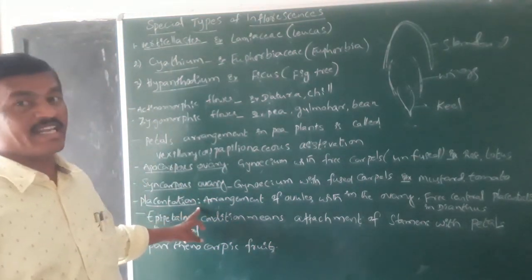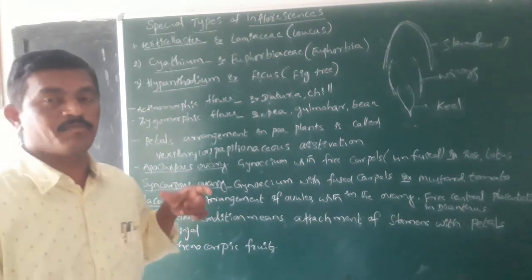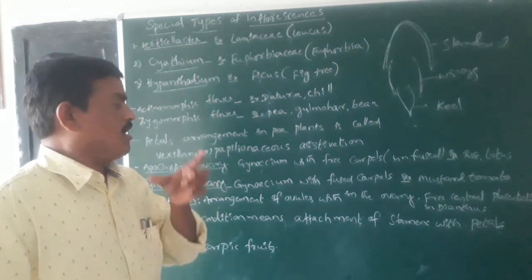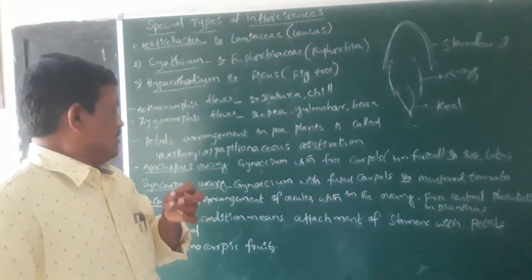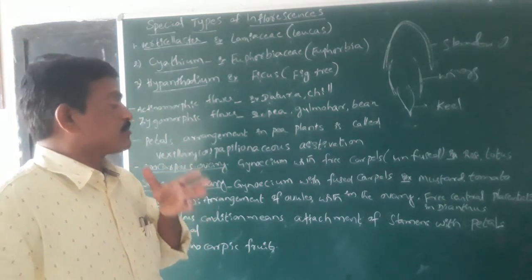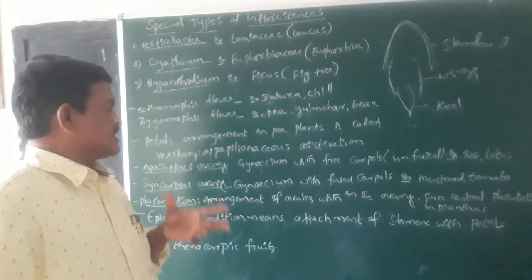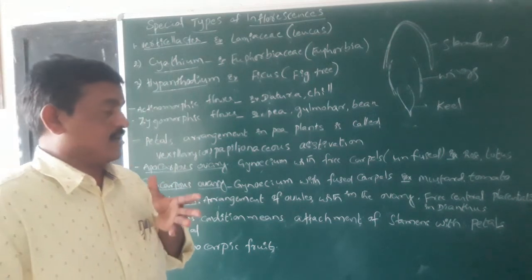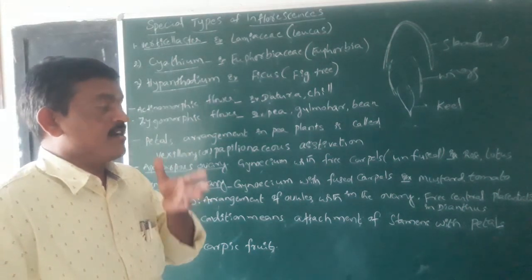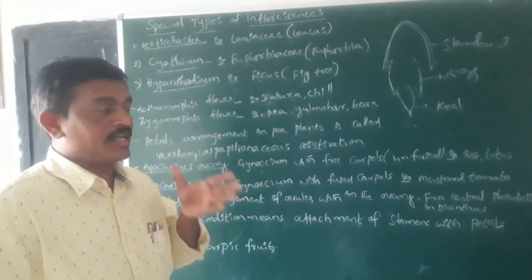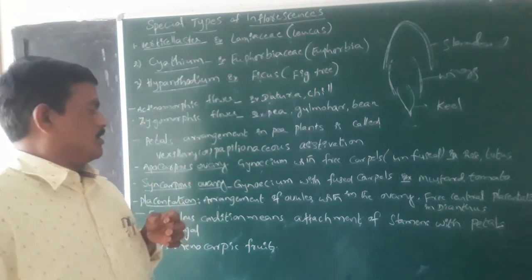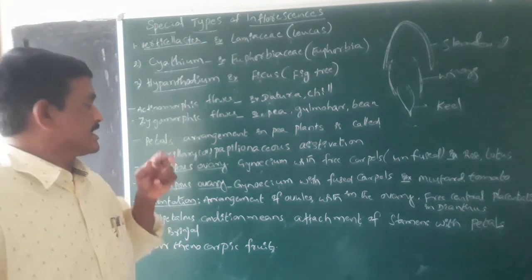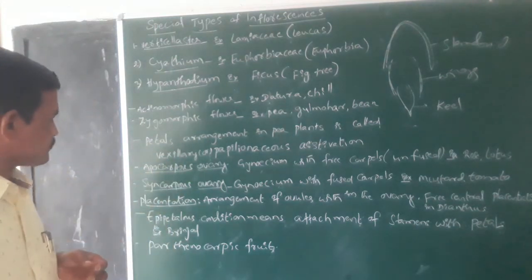Next, placentation. Placentation means the mode of arrangement of ovules on the placenta. So the arrangement of ovules within the ovary is called placentation. In the case of dianthus, free central placentation is usually found. The mode of arrangement of ovules within the ovary is called placentation.